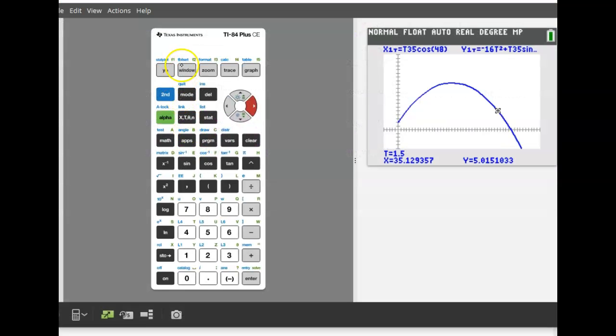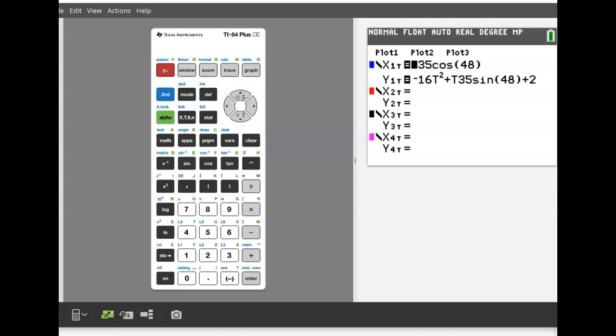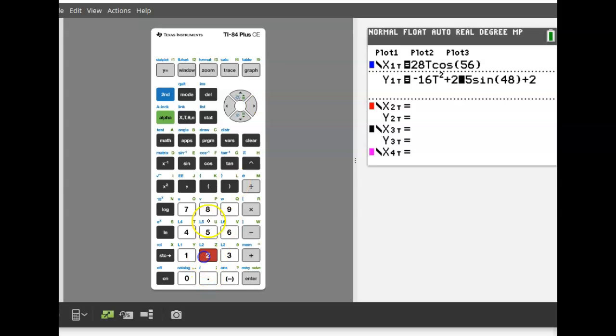All right, so let's go type that in so then we can figure out what we want to do for the window. I already forgot. 28 t cosine of, was that one 48? Off power. Okay. And then this one was negative 16t squared plus, and again, you can put the t in front or in the middle here, doesn't matter, sine of 56 plus 4.